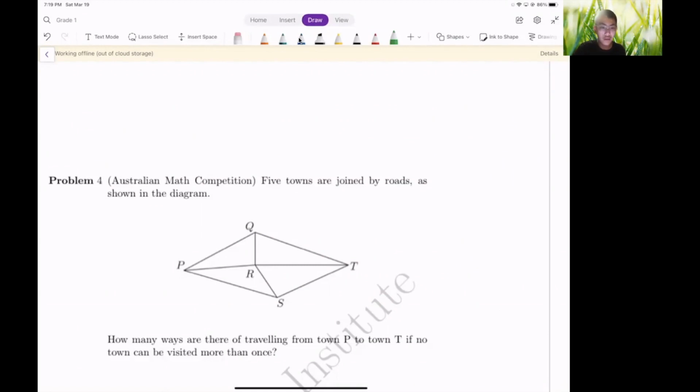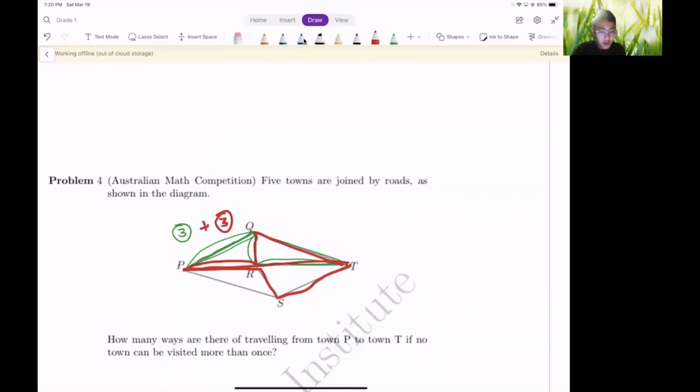We can solve that from P, Q to T, that's 1. From P, Q, R, T, that's 2. And finally, from P, Q, R, S, T, that's 3. And then we can use red. From P, R to T, that's 1. From P, R, S to T, that's 2. And finally, P, R, Q, T, that's 3. So another 3.